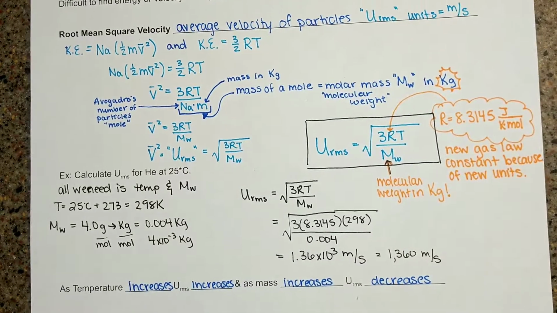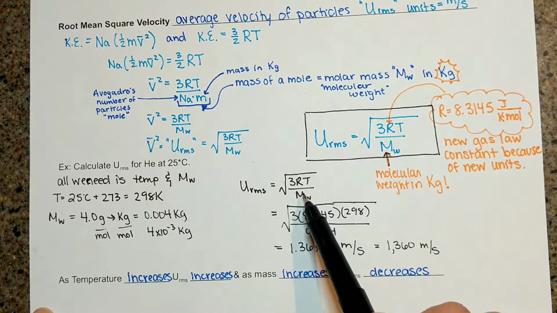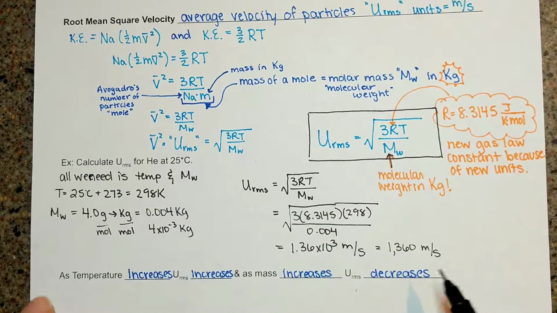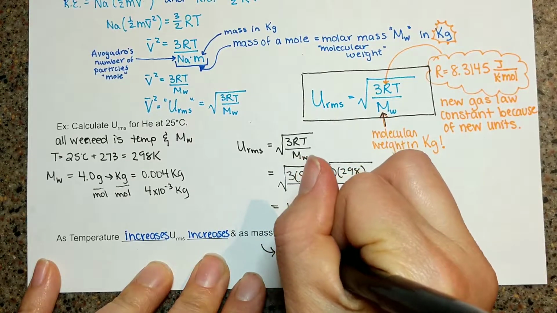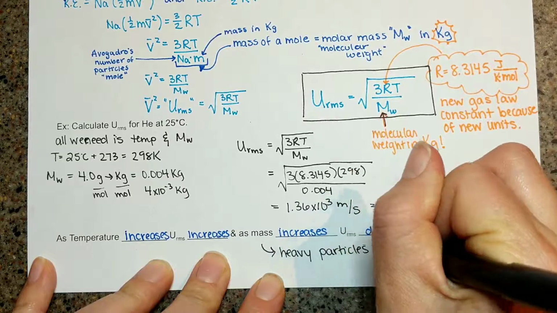So we can summarize that as temperature increases, my root mean squared velocity also increases. And we can look at our formula as my mass increases, because it's on the bottom, or on the denominator, my root mean squared velocity decreases. So this means that heavy particles move slower.